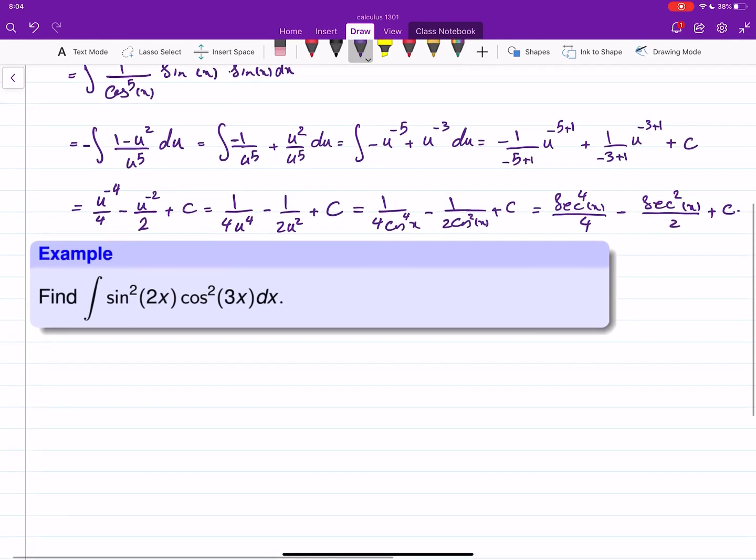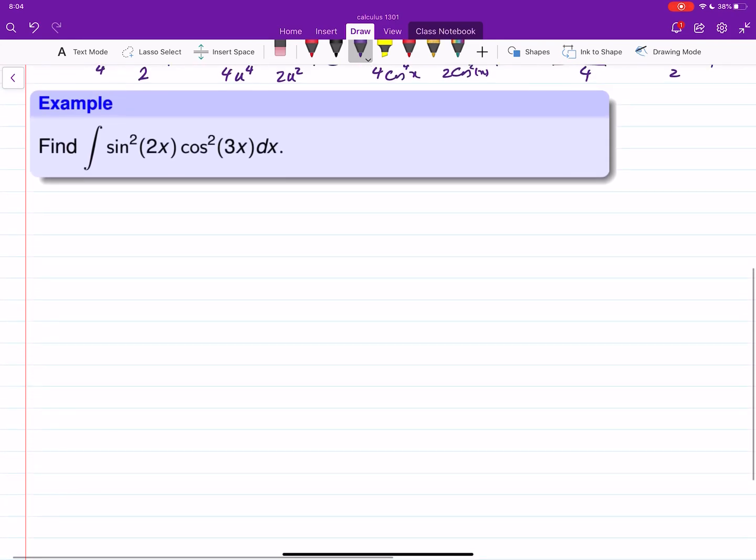Okay. How about the other one? I see another example here. I have sine times cosine. The first thing that should catch your eye is that the angles are different. When the angles are different, we have to use the product formula for sine and cosine.